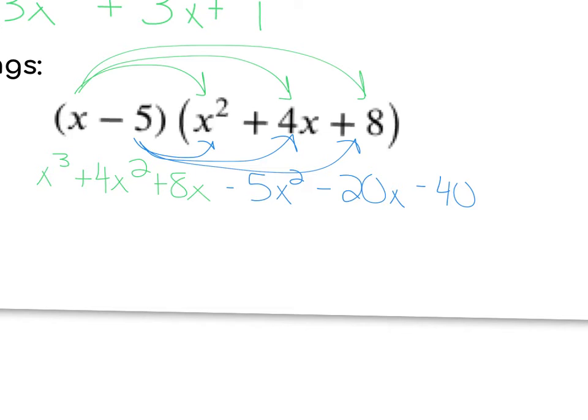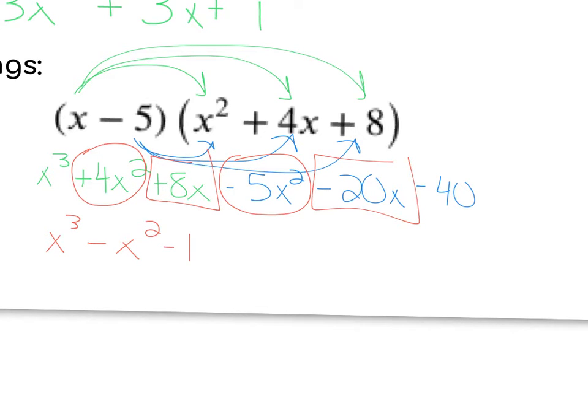Then look for your like terms. I have my x cubed. That's my highest exponent, and it does not go with anything. I have 4x squared minus 5x squared. That's going to be a negative 1x squared. I'm not going to write the 1. I have 8x, a positive 8x, minus 20x. That's going to be negative 12x, and then my constant is negative 40. So notice my exponents, x cubed, x squared, x. This would be x to the 0, or just my constant. So my exponents are in decreasing order.